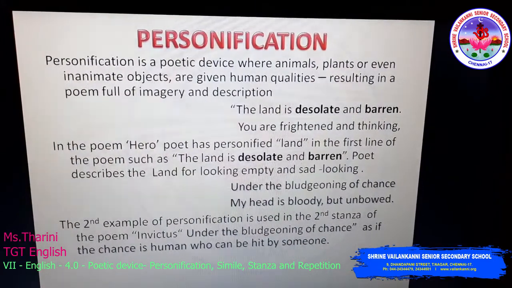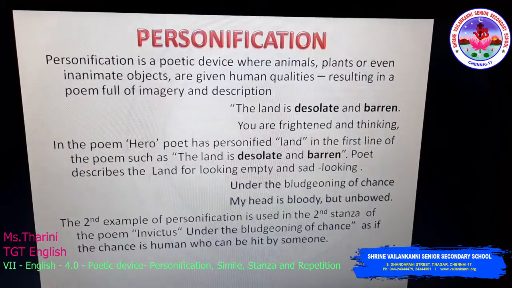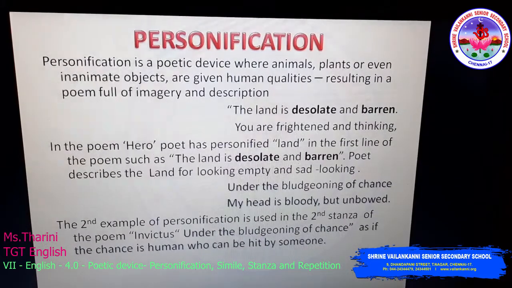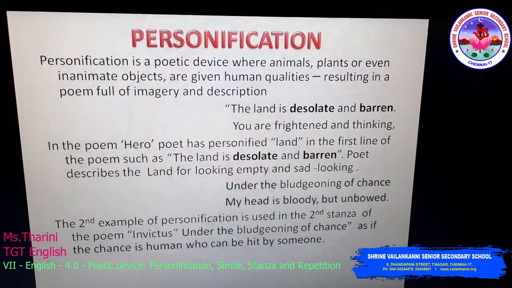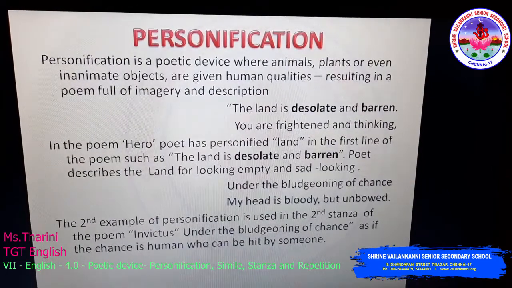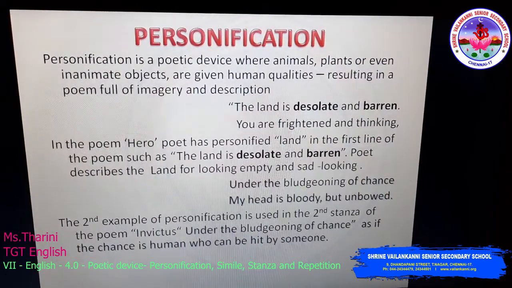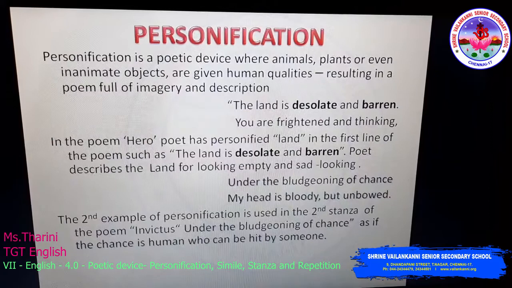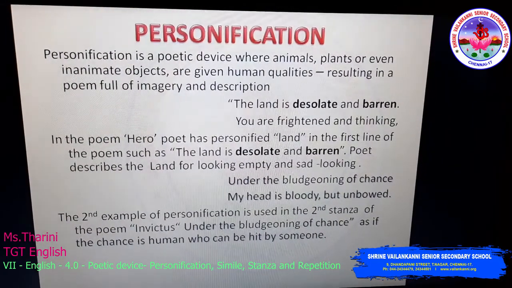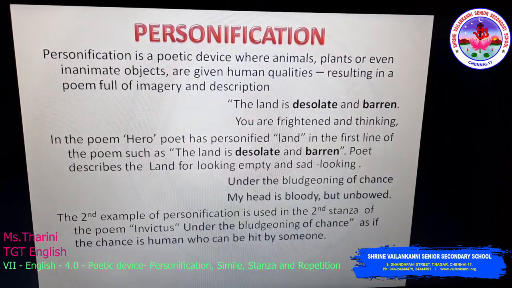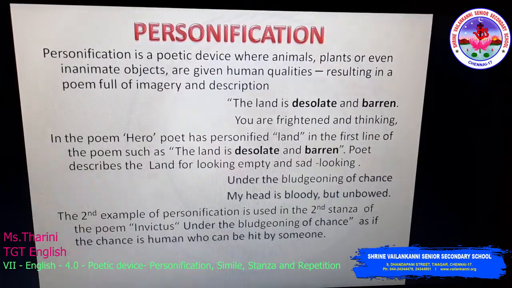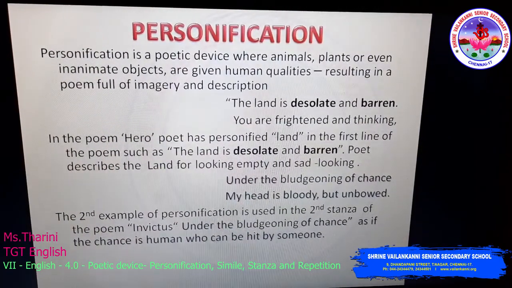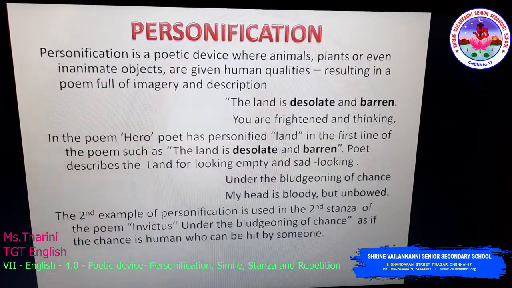Next. Now this line is taken from the poem Invictus, which you have studied in 6th standard. Remember, children, the poem Invictus? Now see. Under the bludgeonings of chance, my head is bloody but unbowed. The second example of personification is used in the second stanza of the poem Invictus.